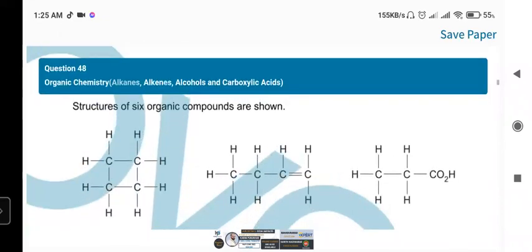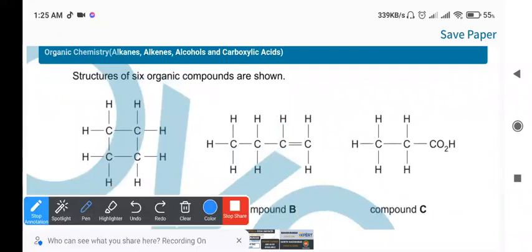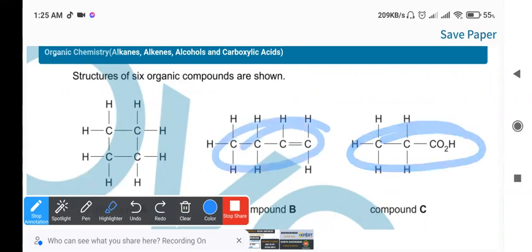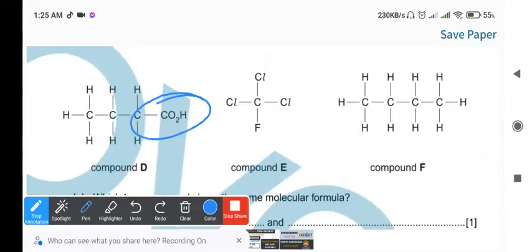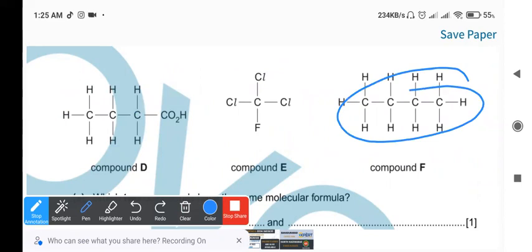So some organic compounds are given. Again, this is a cyclic alkane. This is an alkene. This is a carboxylic acid. This is also a carboxylic acid. Then this is also a carboxylic acid. This is a halogenoalkane. This is a straight alkane.